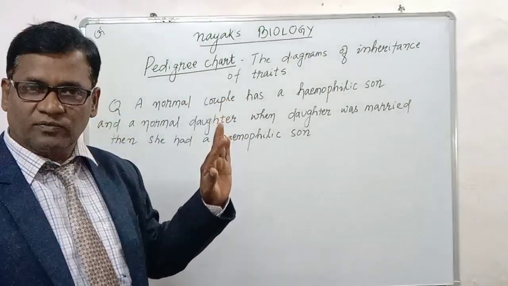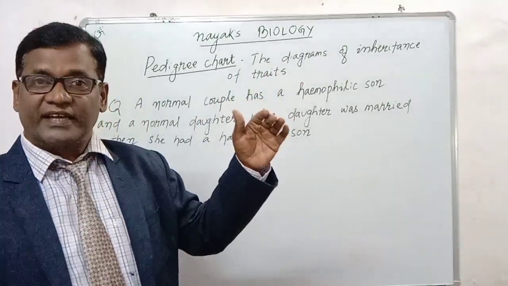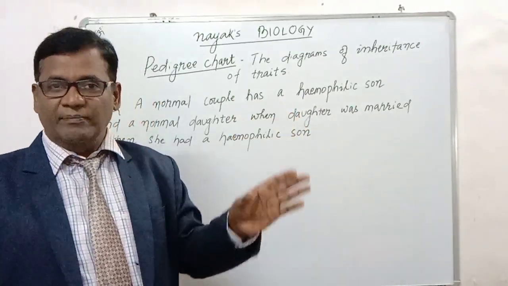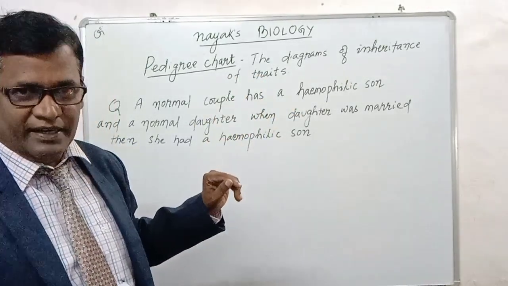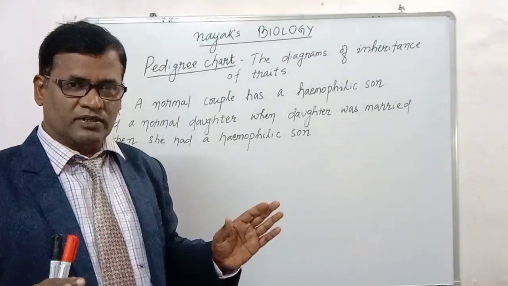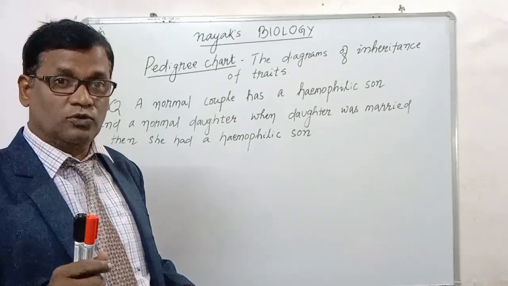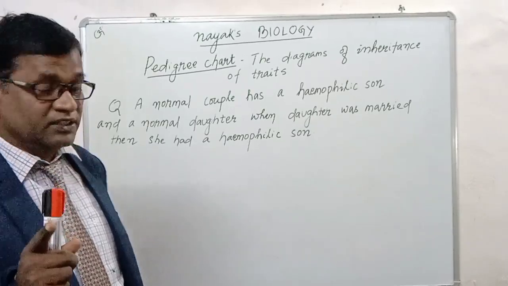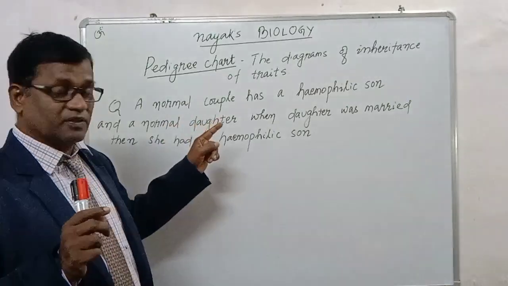What is the meaning of pedigree chart? All of you know. Then I will revise the diagram of inheritance of traits. When you draw the diagram to know the inheritance, meaning the transfer of characters in a family, that is called the pedigree chart. Once you understand this concept, it is very clear. You can do any problem related to the pedigree chart, because most of the time, questions in the exams definitely come from the pedigree chart. That's why it is very essential and important to know each concept of the pedigree chart.